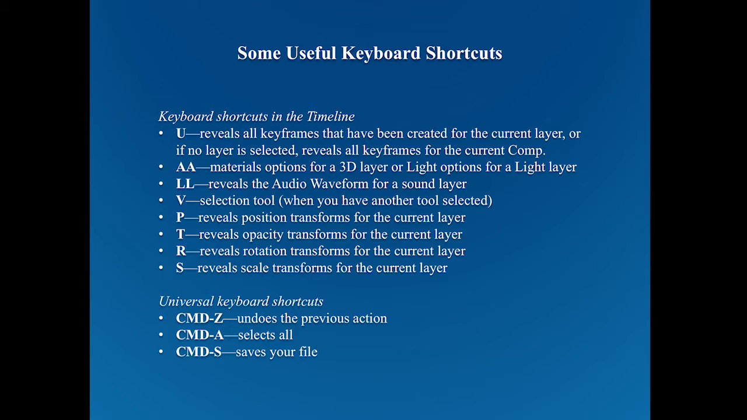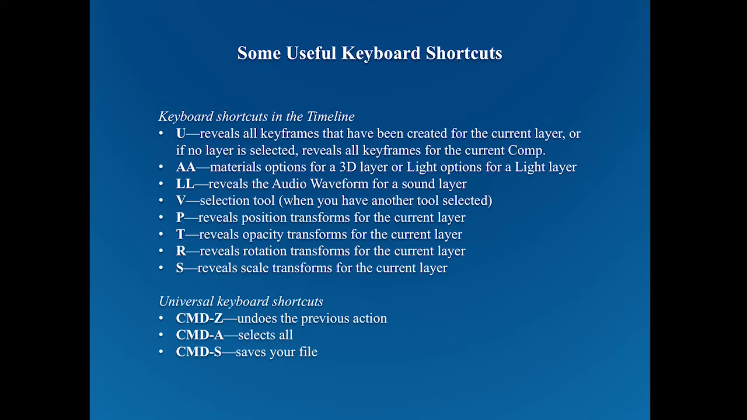When you select a layer and press P, it will show the position transforms, the X, Y, and if it's 3D, the Z values that you can manipulate for position. The T will reveal the opacity.